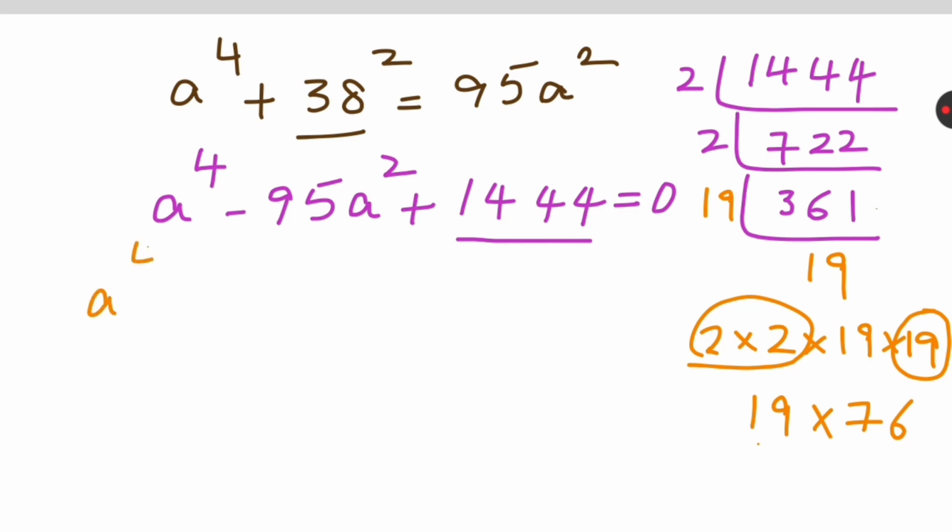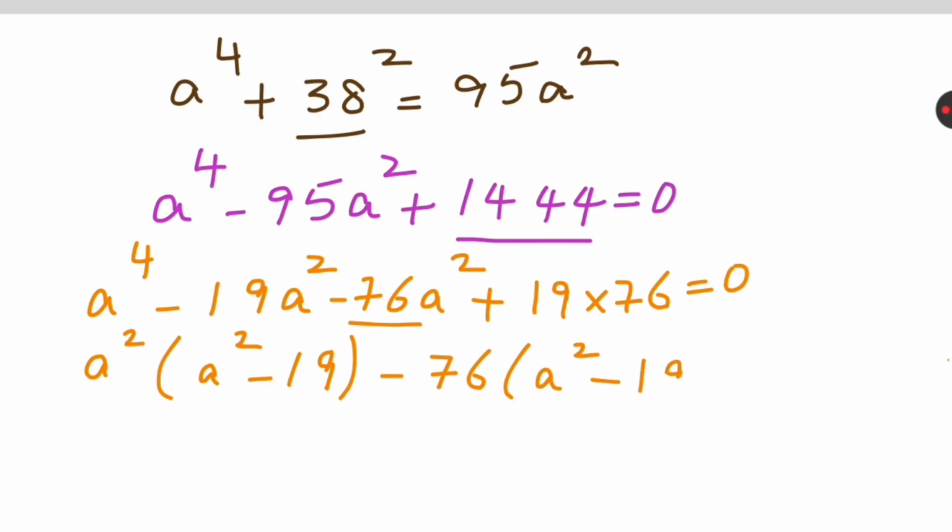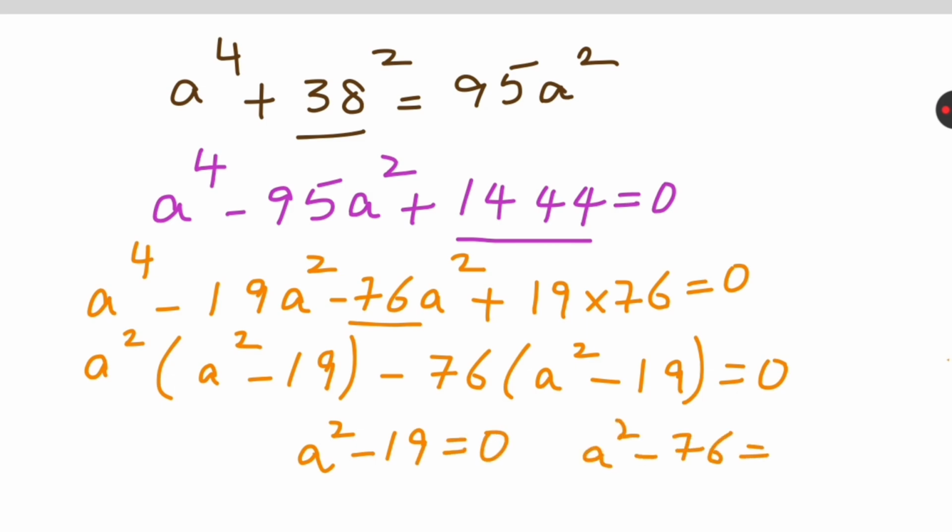So we can write this a raised to power of 4. 95 we can write in terms of 19 a power 2 minus 76 a power 2, and this 1444 we can write as 19 times 76. If you take a power 2 as common, we are left with a power 2 minus 19, and then if you take 76 common, we get a power 2 minus 19, isn't it? So we can say that a power 2 minus 19 equal to 0, and a power 2 minus 76 equal to 0. So from here a power 2 equal to 19, then the a value is plus or minus root 19.